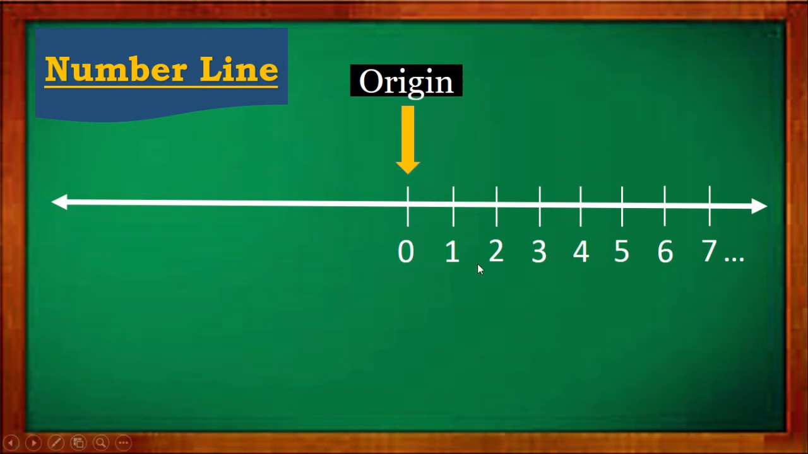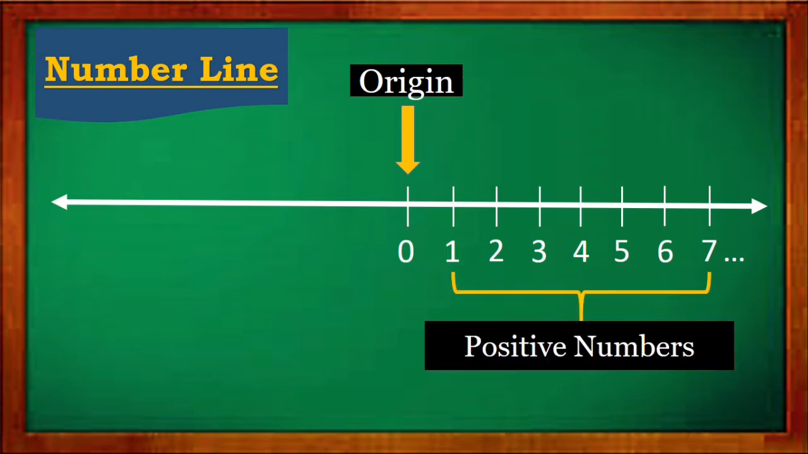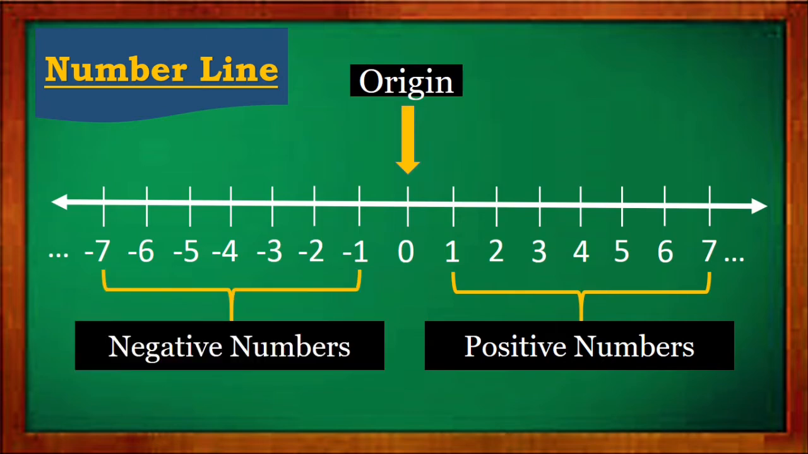And these numbers, 1 to 7, and so on, are what we call positive numbers. On the other side, after 0, we have negative 1, negative 2, negative 3, negative 4, negative 5, negative 6, negative 7, and so on and so forth. And these numbers are what we call negative numbers. And positive and negative numbers, including 0, are what we call integers.